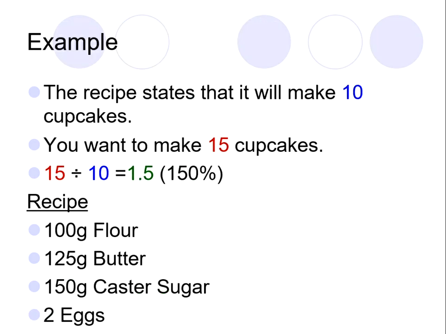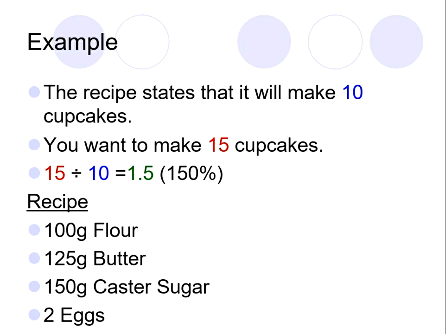So here is an example of us using the multiplier. The recipe states that it will make 10 cupcakes, but you'd like to make 15 cupcakes. So you'd like to make 15, so it's 15 divided by 10 and not the other way around. That gives us 1.5. And our recipe then is 100 grams of flour, 125 grams of butter, 150 grams of caster sugar, and 2 eggs. Don't anyone ever make this recipe. I think I just made that up.